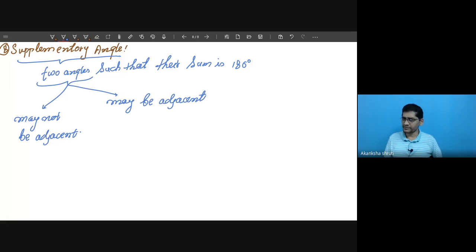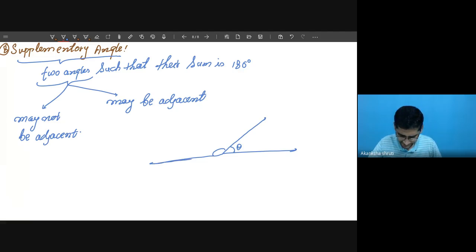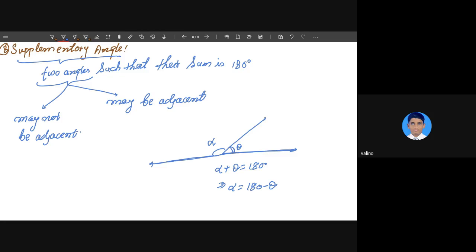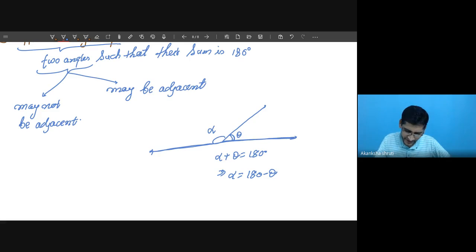So what are the possible figures? It is possible that one angle, say theta, is like this one. The other angle is so big that it will turn into a straight line. This becomes alpha. Then in this case, alpha plus theta is equal to 180 degrees. So if one of the angles is theta, then alpha can be calculated as 180 minus theta.